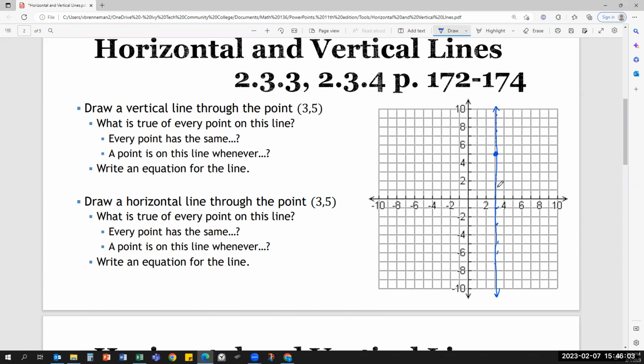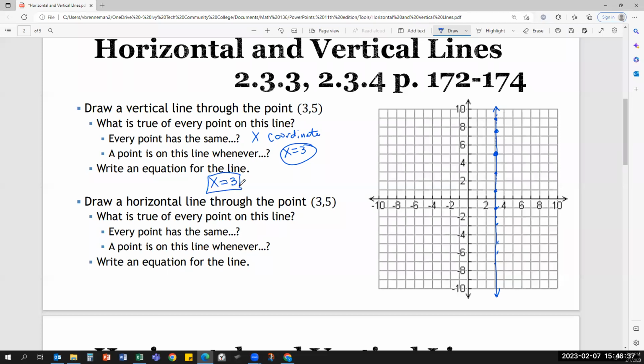Every one of those points, if I think about the ordered pair for that point, they're all going to have that same x value of 3. So whenever a point has an x value of 3, so whenever x equals 3, the point is on that line, no matter what the y value is. So it turns out that's the equation for the line.